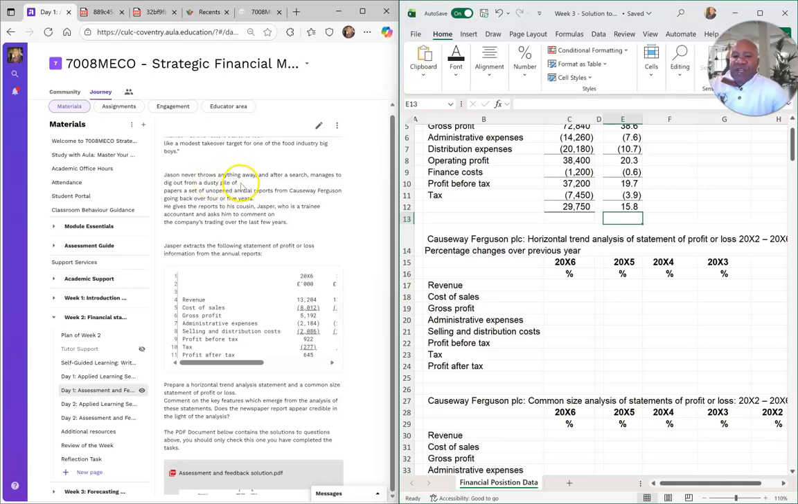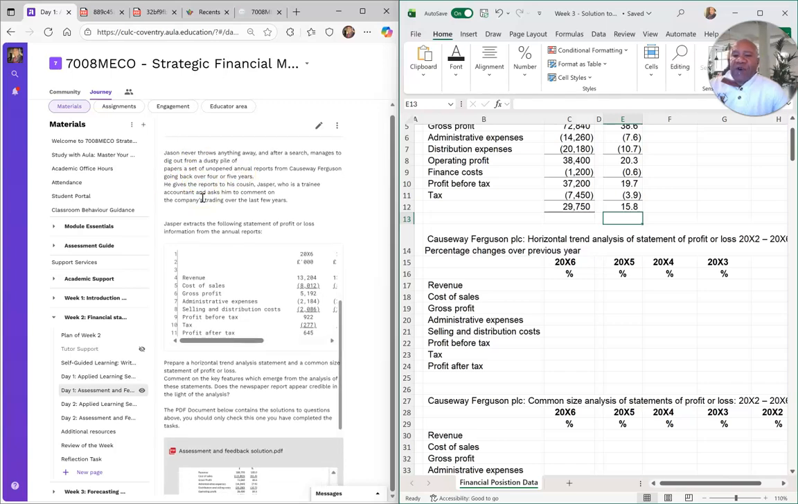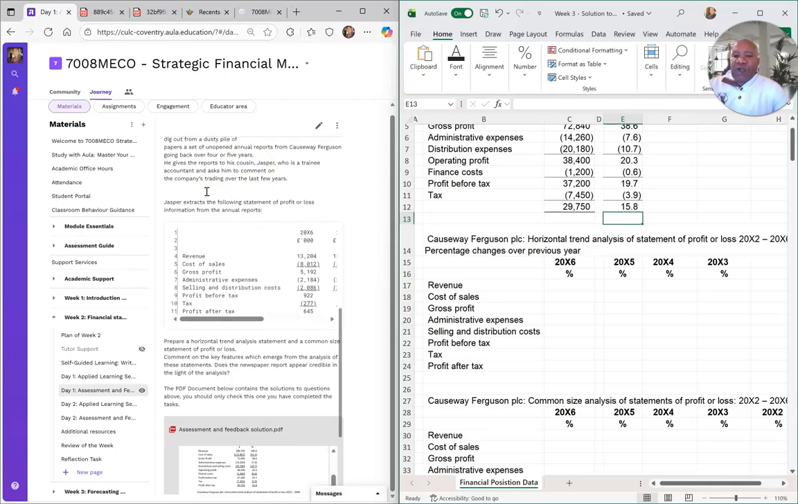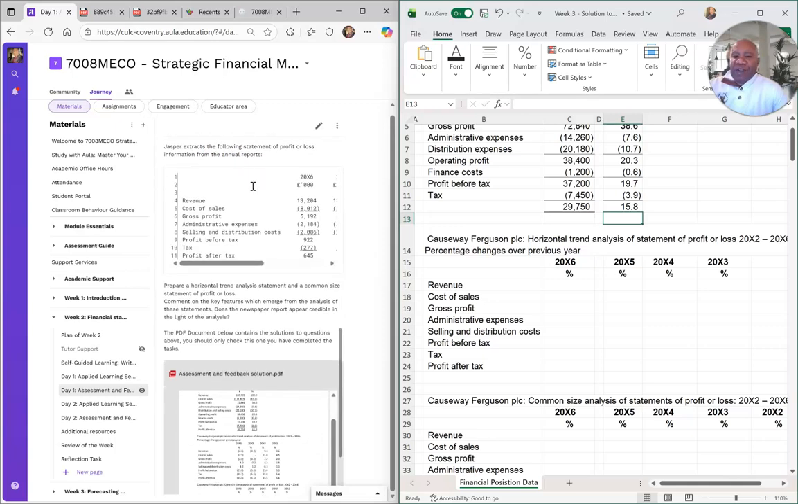Jason never throws anything away, and after a search, manages to dig out from a dusty pile of papers a set of unopened annual reports from Causeway Ferguson going back over 4 or 5 years. He gives the reports to his cousin Jasper, who is a trainee accountant, and asks him to comment on the company's trading over the last few years.